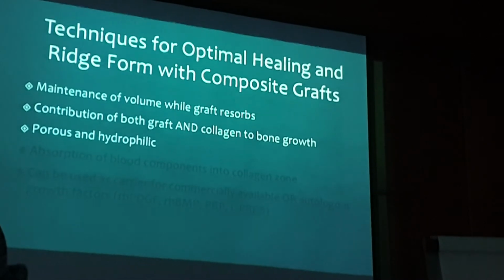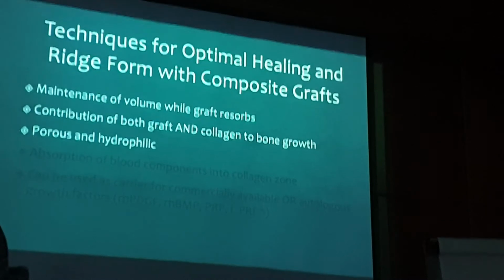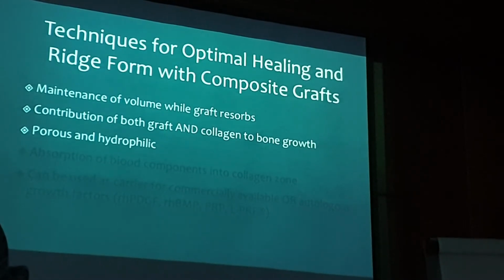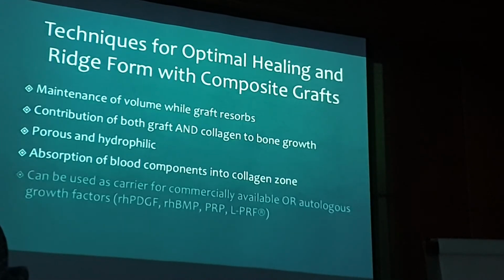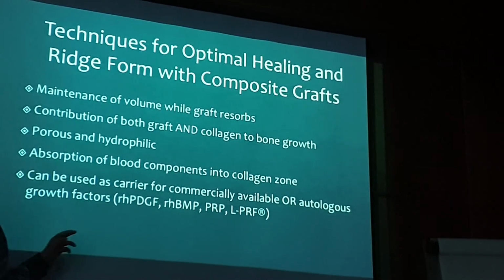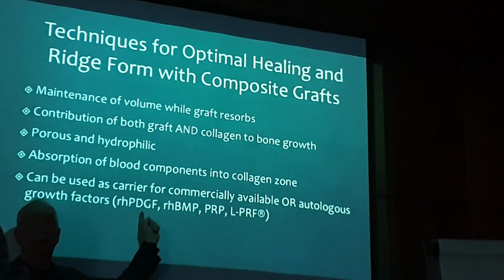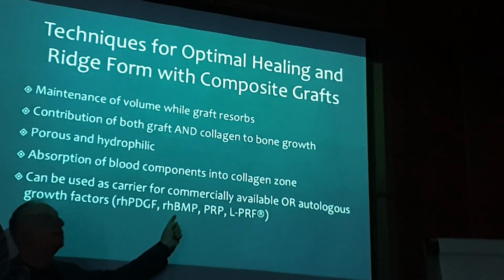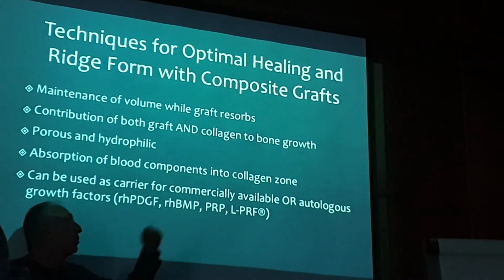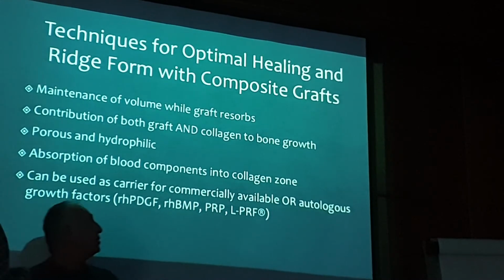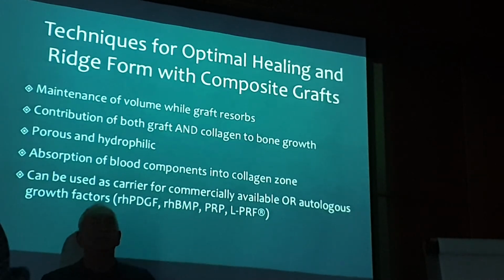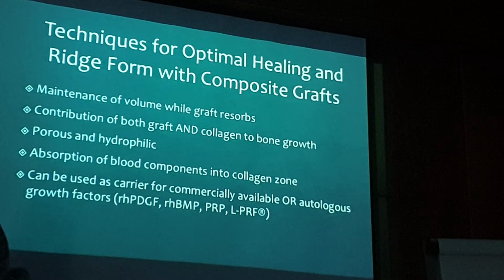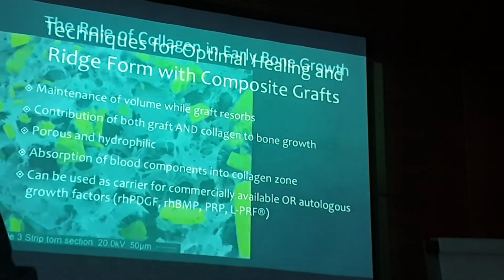It's porous, allows blood and blood vessels to grow into it. It's hydrophilic. As soon as fluid comes in contact, it just draws it right in. And it can be used also if you want to add other things to it. If you want to add recombinant human platelet-derived growth factor, recombinant human bone morphogenic protein, or platelet-rich plasma, or leukocyte-containing platelet-rich fibrin, which is what I use today. This is the form that I use and that I want you to be using. It's the easiest to obtain, it's the easiest to use, the best clinical outcome.